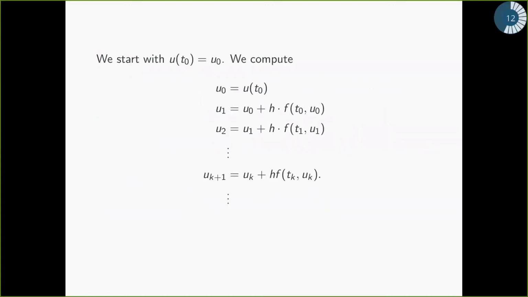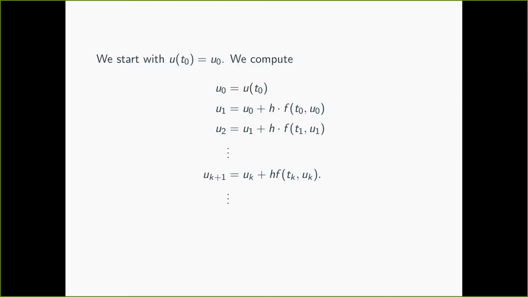So concretely, we start with u0, which is already known. It's exactly u at time t0. And we compute: u1 is equal to u0 plus h times f(t0, u0). u2 is equal to u1 plus h times f(t1, u1), and so on. For example, u3 is equal to u2 plus h times f(t2, u2), etc. And generally, u(k+1) is defined as uk plus h times f at time tk and uk.